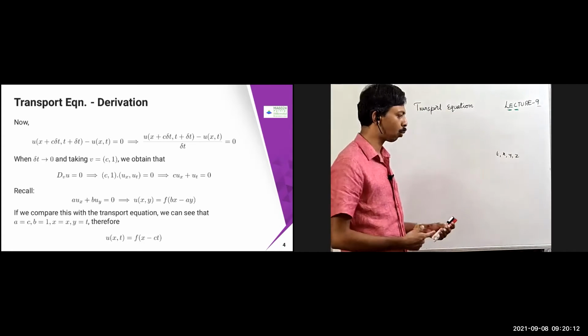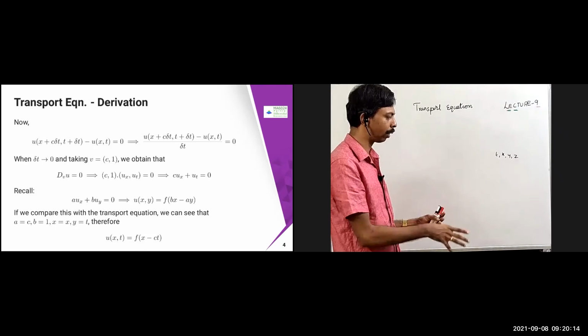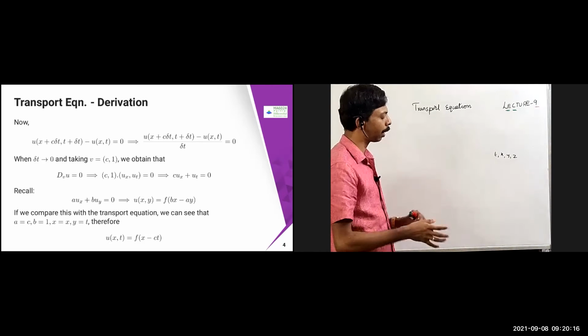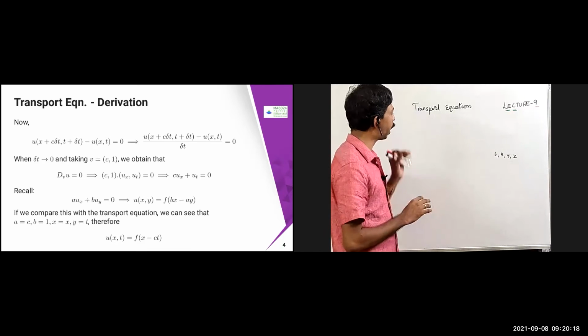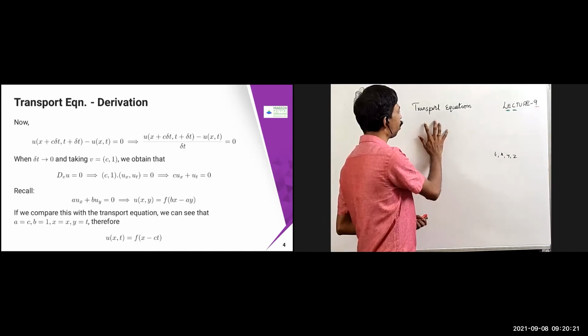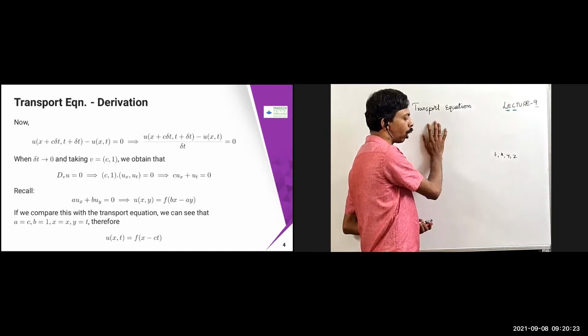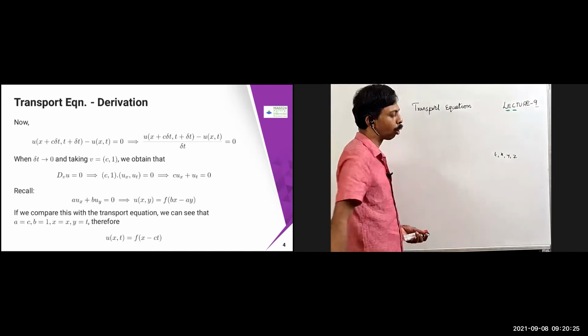So let us see in the next one. After this transport equation discussion, we will see the next one where traffic flow also can be derived using a similar kind of thing, where some more complications will come. So it will no longer be a linear PDE. It will become a quasi-linear PDE.